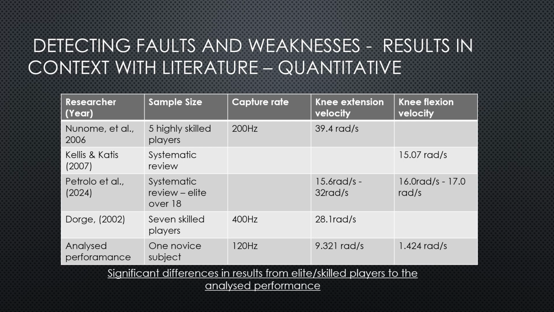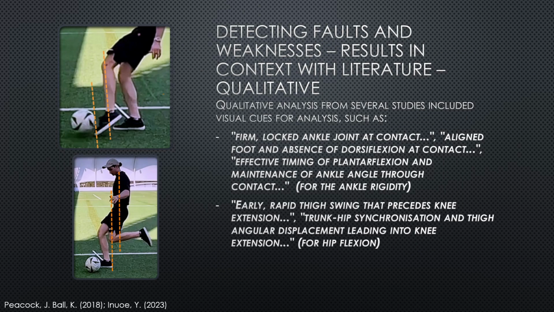The observed hip flexion was also delayed relative to elite models, suggesting that suboptimal sequencing between the hip and knee extension was present. As noted by Lees et al. in 2010, elite performers initiate hip flexion early in the forward swing, creating a smooth transition that enhances energy transfer to the distal segments. In this case, delayed activation limited knee extension velocity and consequently reduced foot speed at impact.